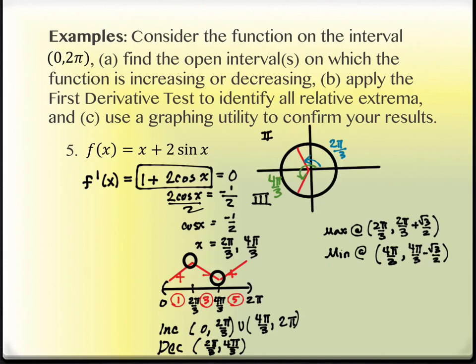Yes? Wouldn't in both cases it just be the square root of 3 since it's 2 sine x and the 2's would cancel out? Yes, you're right. I have a typo in my notes. Thank you for that. They are square root of 3's over 2's, and then we multiply by the 2.